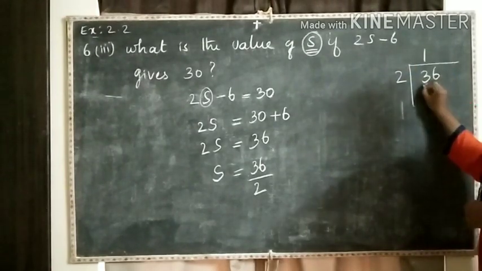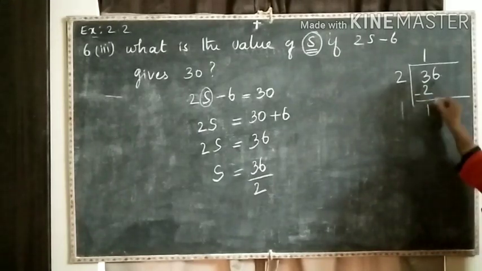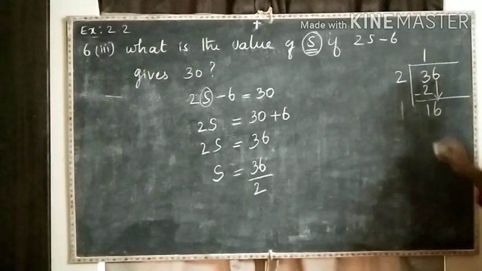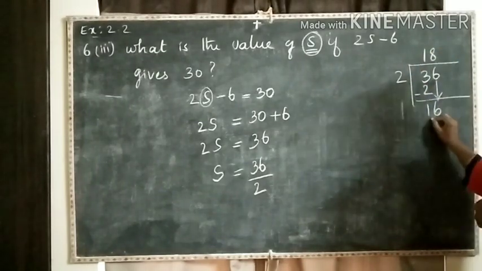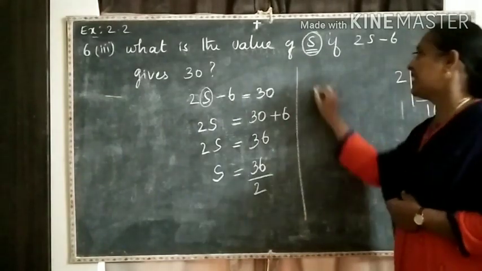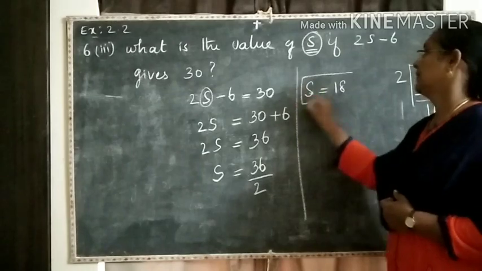So 2 ones are 2. So 3 minus 2 will give you how much? 1. Now bring this 6 here. So it becomes 16. Now 2 8s are 16. Yes or no? So what is the answer for s? s is equal to 18.